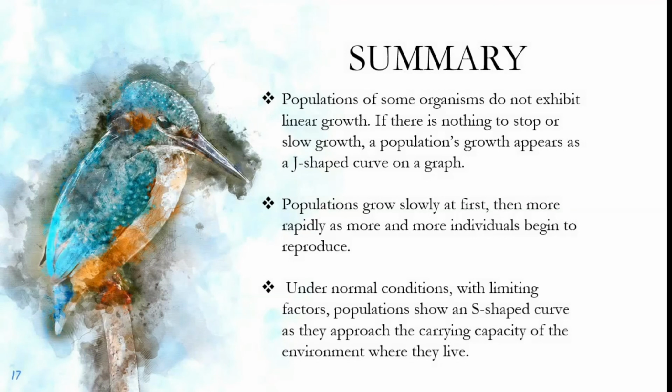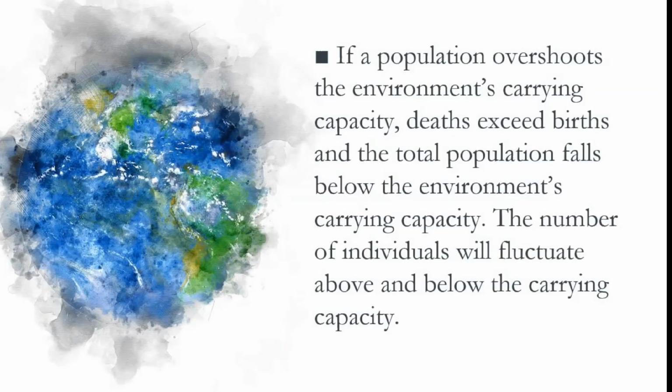Summary: populations of some organisms do not exhibit linear growth. If there is nothing to stop or slow growth, population growth appears as a J-shaped curve on a graph. Populations grow slowly at first, then more rapidly as more and more individuals begin to reproduce. Under normal conditions with limiting factors, populations show an S-shaped curve as they approach the carrying capacity of the environment where they live. If a population overshoots the environment's carrying capacity, deaths exceed births and the total population falls below the environment's carrying capacity. The number of individuals will fluctuate above and below the carrying capacity.